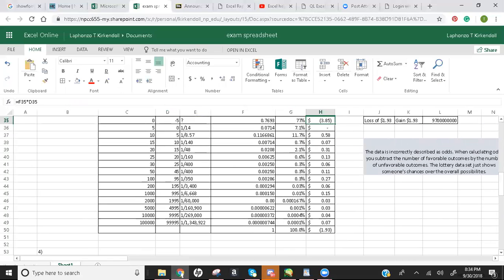The data that was listed originally was not odds because it didn't compare it to the unfavorable outcomes. So I guess they described it incorrectly. It's really just generic probability by saying your odds of winning are 1 in 14, or the probability of you winning is 1 in 14, when in actuality, if it were odds, it would be 1 out of 13.